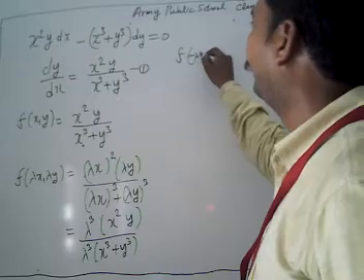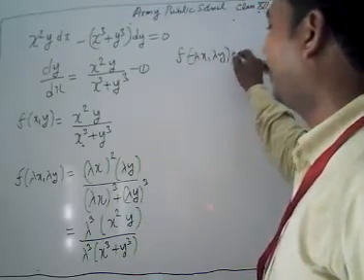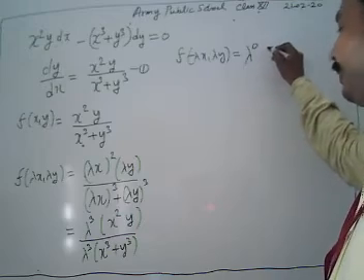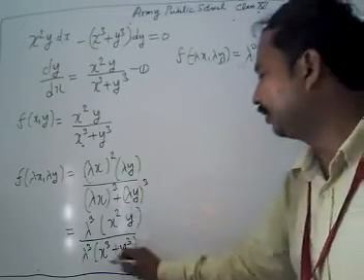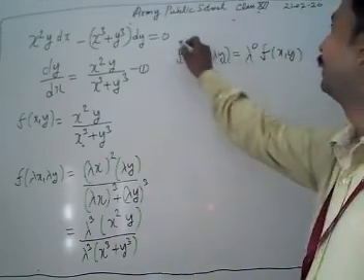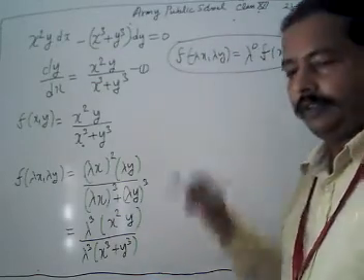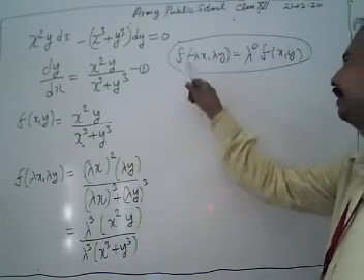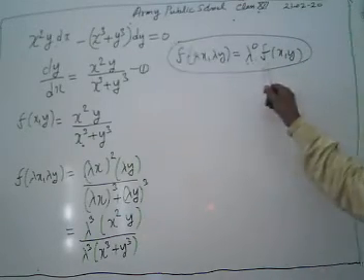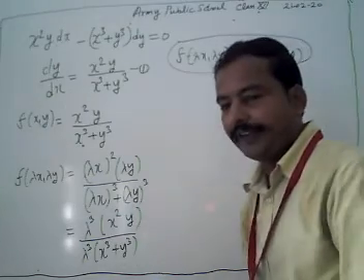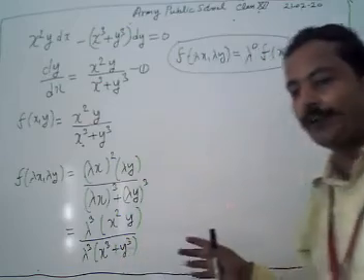Now f of lambda x, lambda y is given by lambda to the power 0 times f of xy. This is our f of xy. Now we have checked that f of lambda x, lambda y is equal to lambda to the power 0 times f of xy, so it is a homogeneous equation. Now we have verified the given equation is homogeneous.